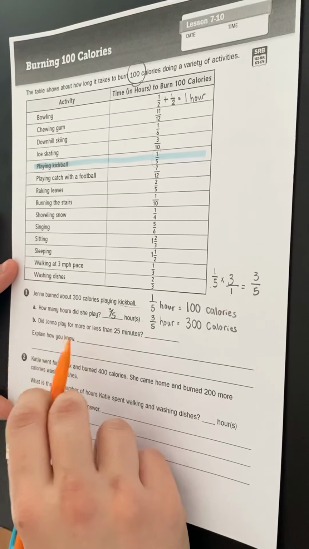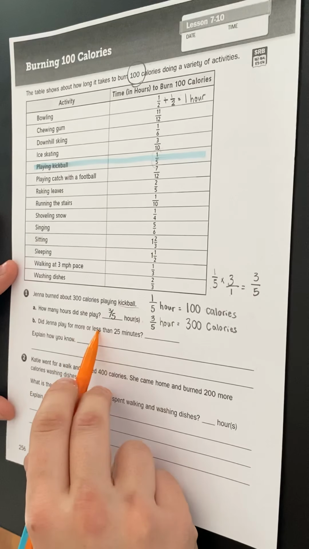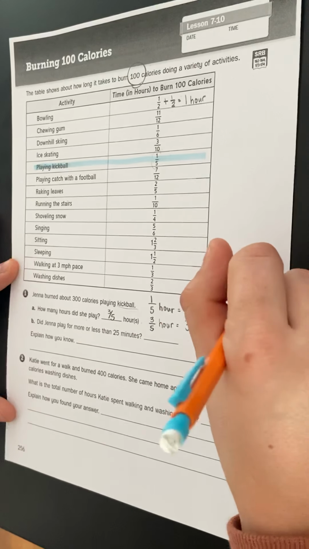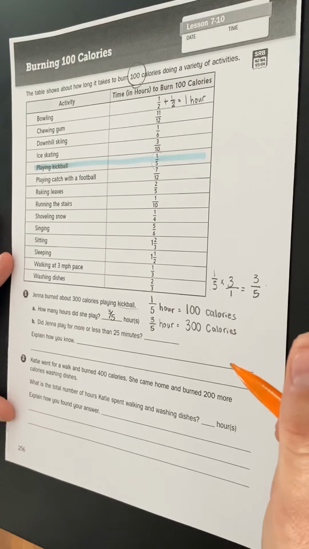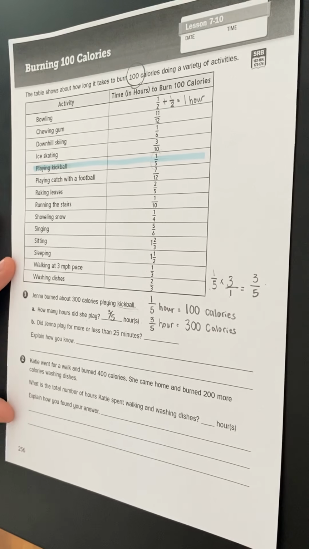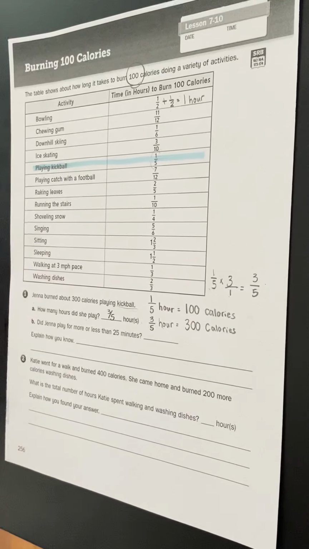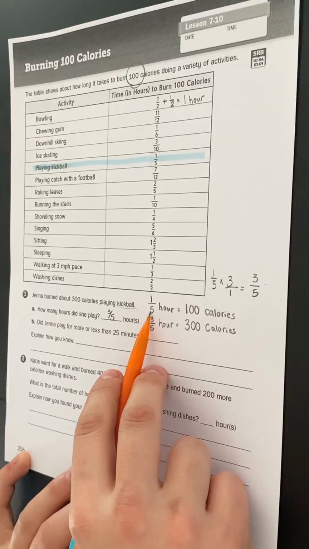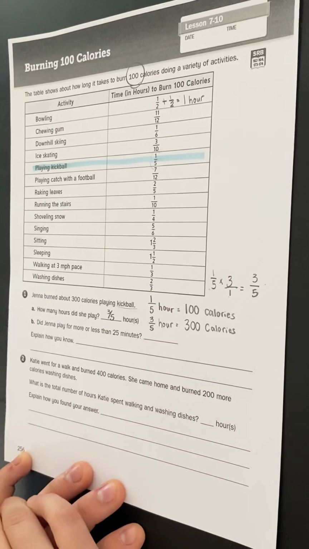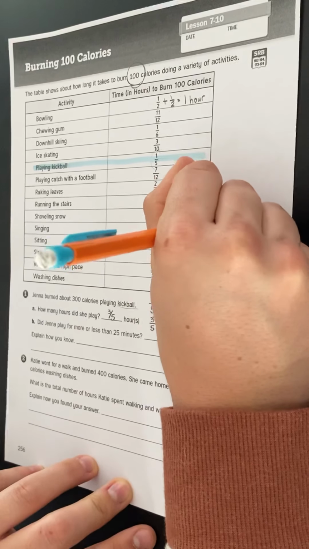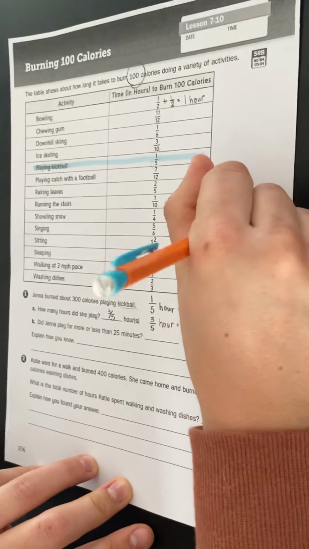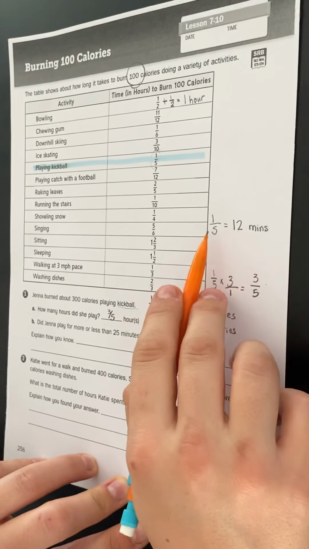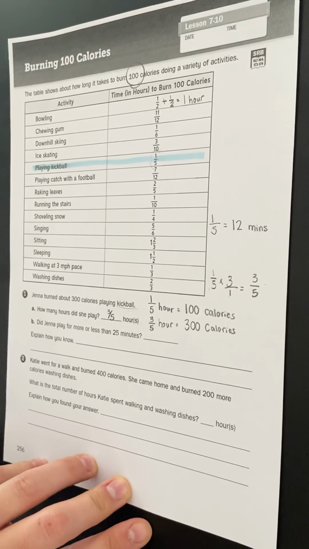For part B, it's now asking me if that's more or less than 25 minutes. So I need to figure out if 3/5 hour is more than 25 minutes or less than 25 minutes. In order to do that, I need to figure out how many minutes are in 3/5. But I'm going to take a further step back, and figure out how many minutes it would take to do 1/5. Well, I know that 1/5 equals 12 minutes. I know that because 12 times 5 equals 60.